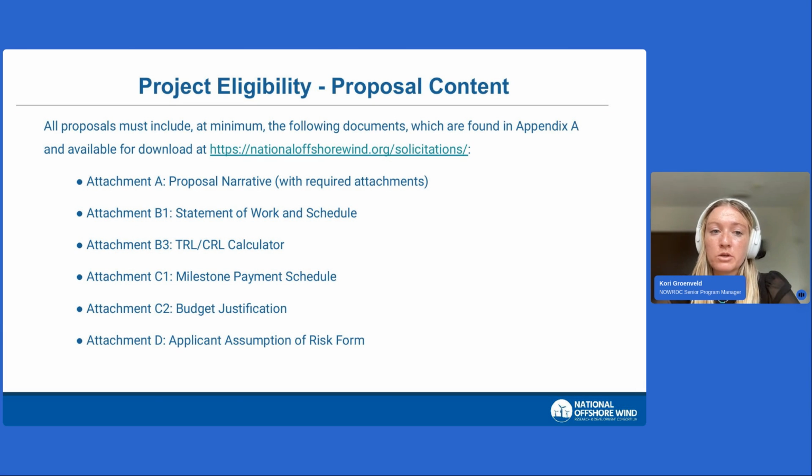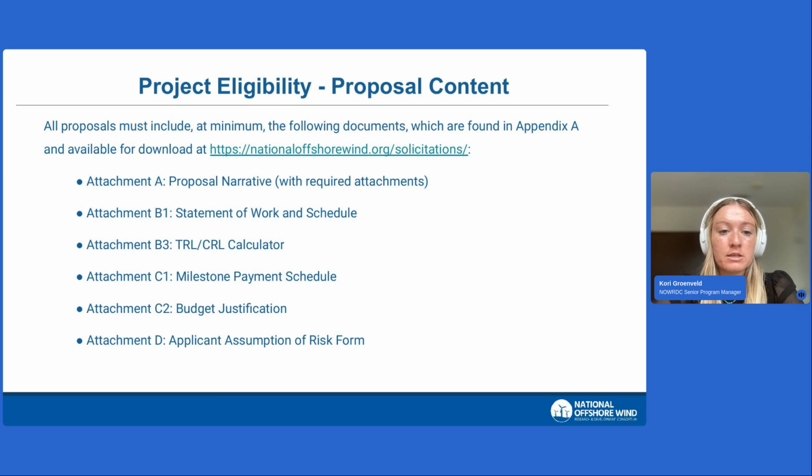All proposals must include, at a minimum, the documents listed on this slide. They are also found in Appendix A and available for download at our solicitation webpage. Attachment A is the proposal narrative and includes additional attachments depending on your funding category. Attachment B1 is a statement of work and schedule for the project. Attachment B3 is a spreadsheet calculator for technology readiness level and commercial readiness level.